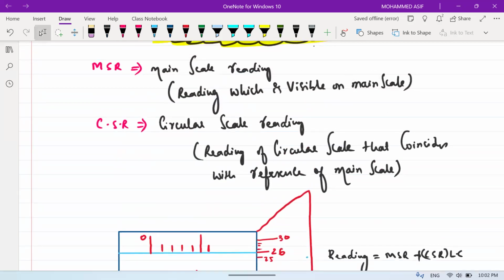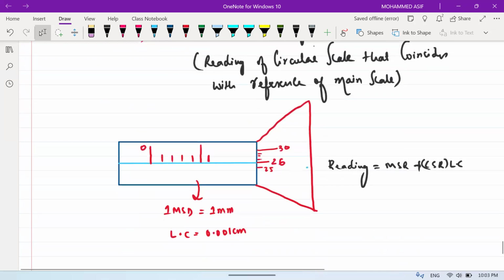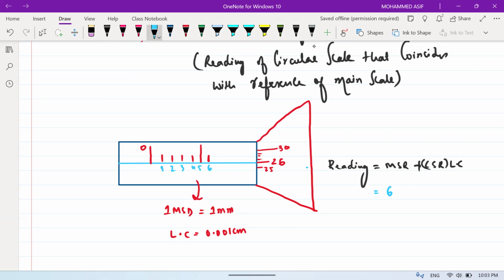Reading means what? Main scale reading is nothing but reading which is visible on main scale. Now tell me what are the readings which are visible on the main scale right now for you? Anyone? This is 1. I'll write here. This is 1. This is 2. This is 3. This is 4. This is 5. This is 6. 6 is visible. So it is your 6 mm. Am I clear? Plus circular scale that coincides with the reference line. This blue one is right now for me reference line. What is the number which is coinciding?